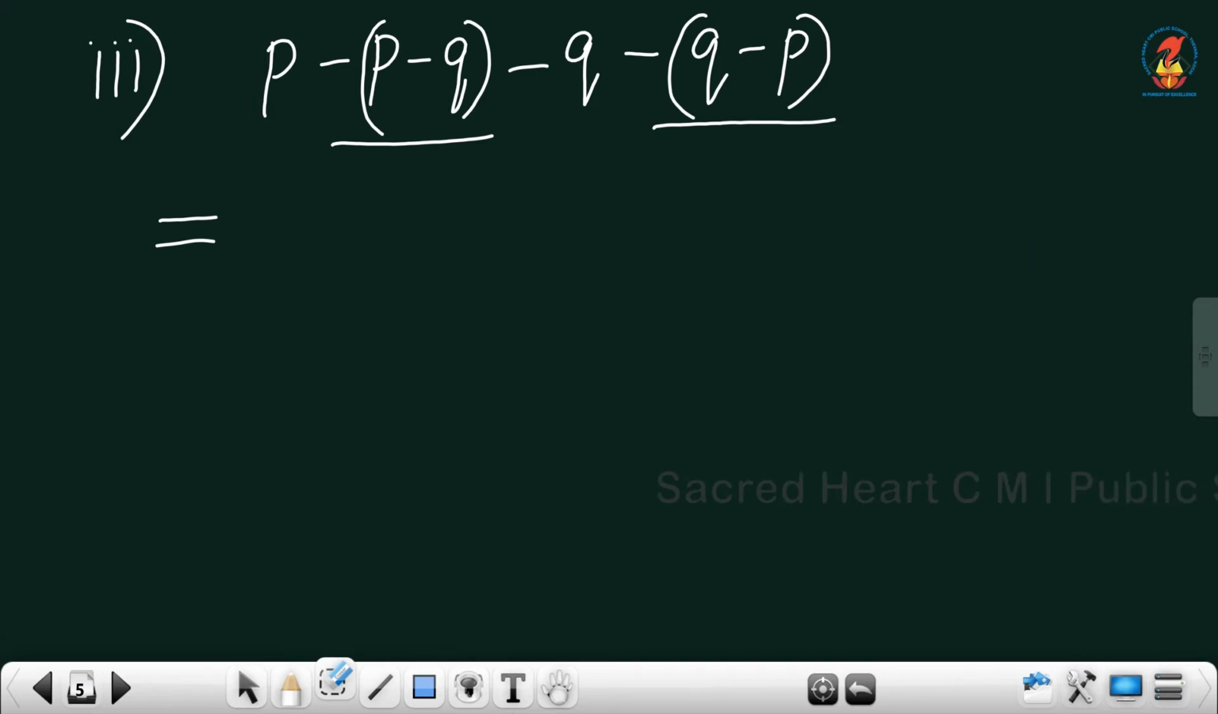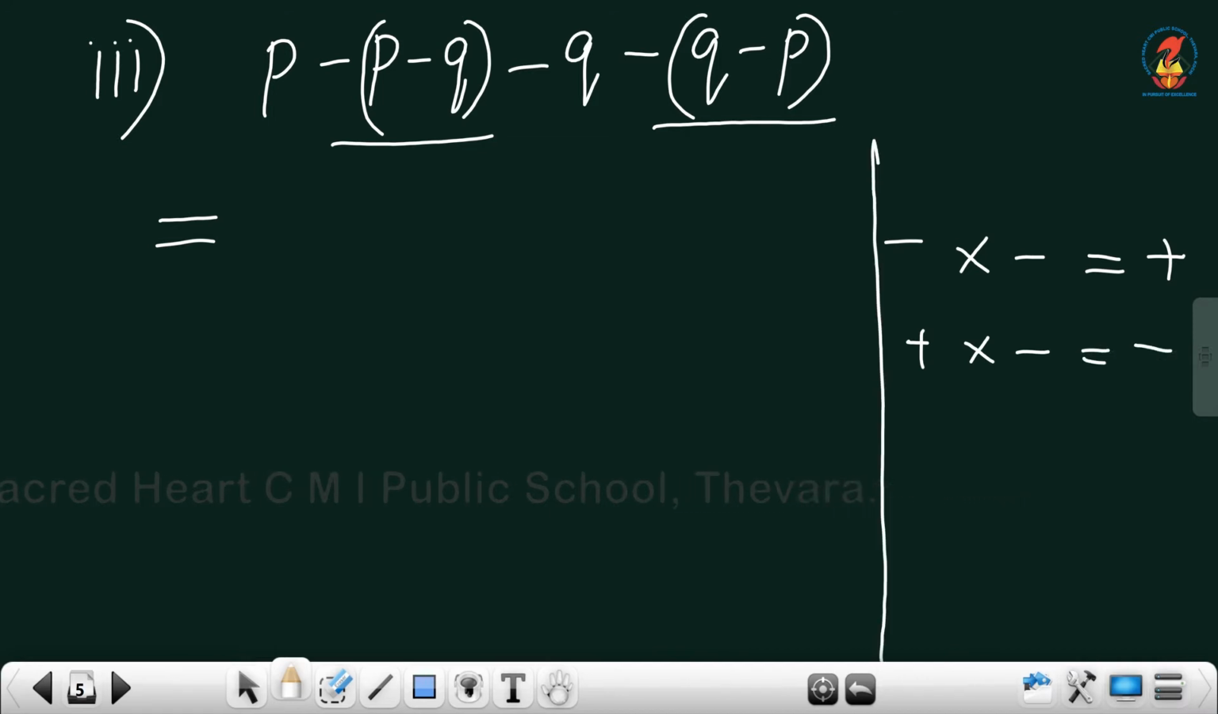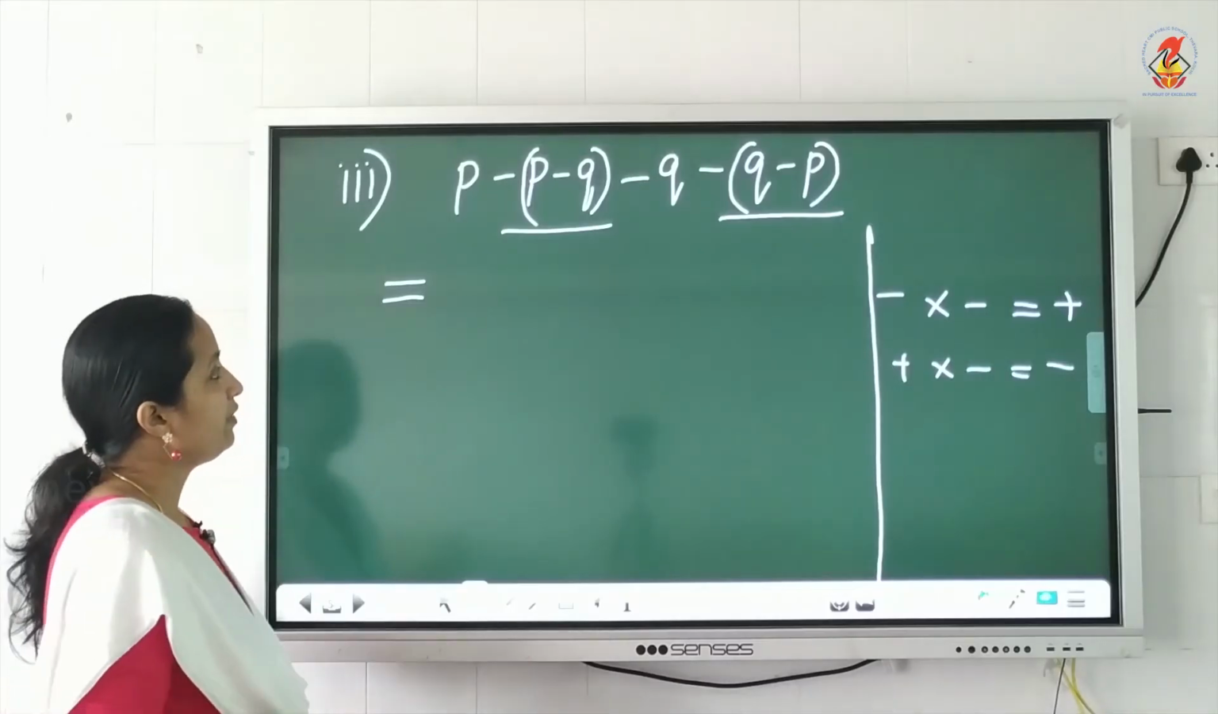We already studied that negative into negative is positive and positive into negative is negative. If two numbers have the same sign, the multiplication answer will be positive. If different signs, the multiplication answer will be negative. So how will we open this bracket?